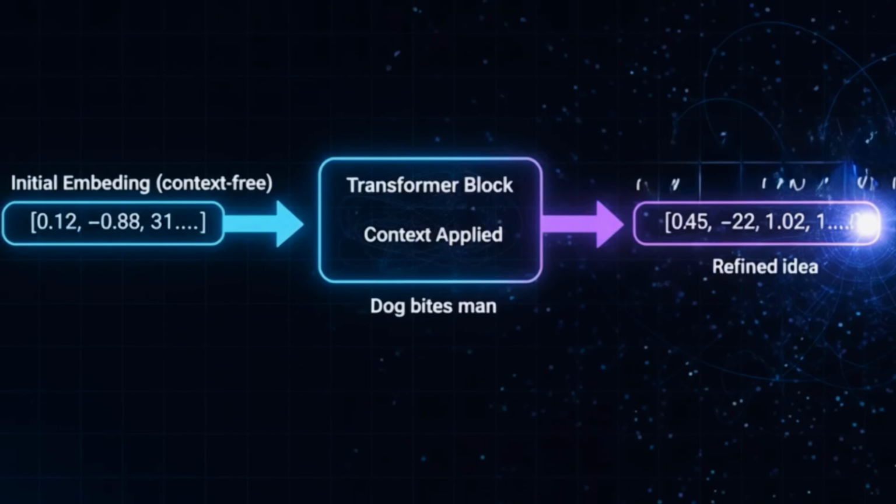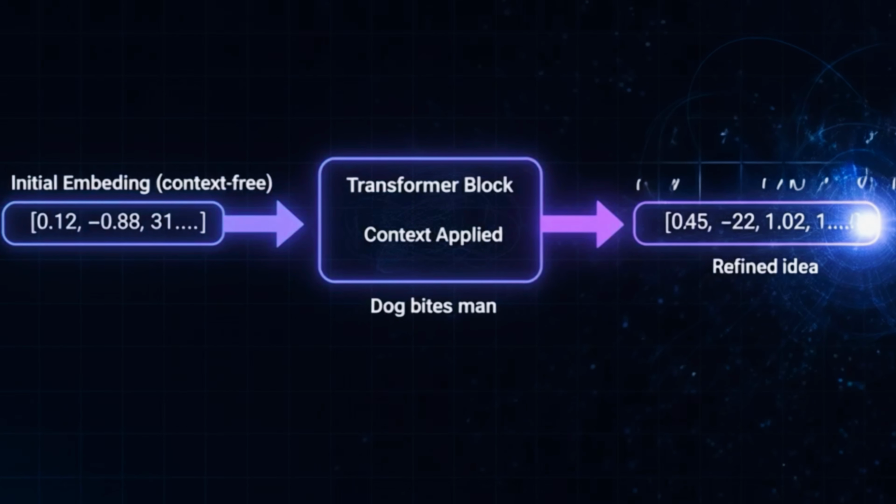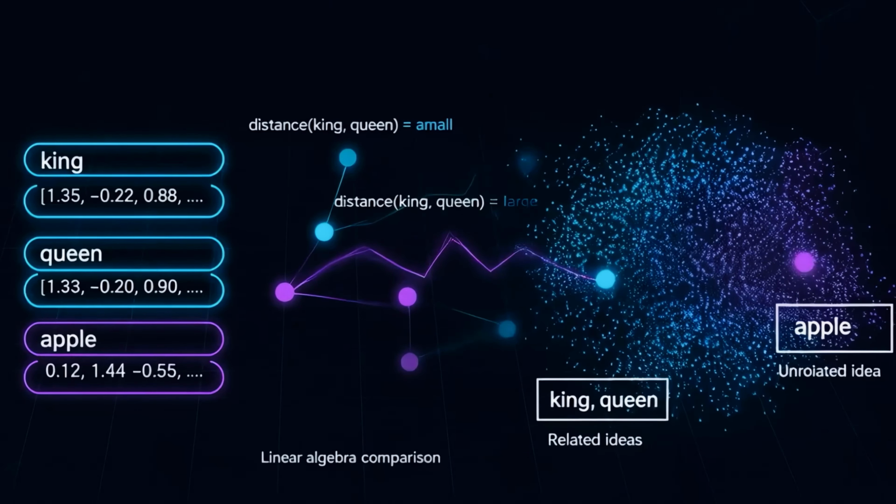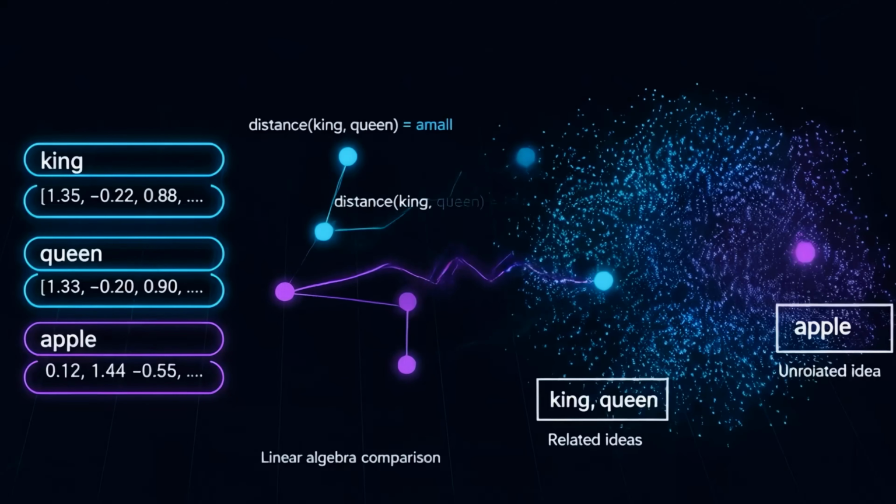The final result is an incredibly precise, contextualized embedding. This vector doesn't just represent a word, it represents a refined idea, placed perfectly on this map of human language. And because language is now math, the LLM can answer complex questions simply by performing linear algebra. For example, calculating the distance between vectors. The closer the distance, the more related are the ideas. This complex pipeline is the foundation of all modern AI.